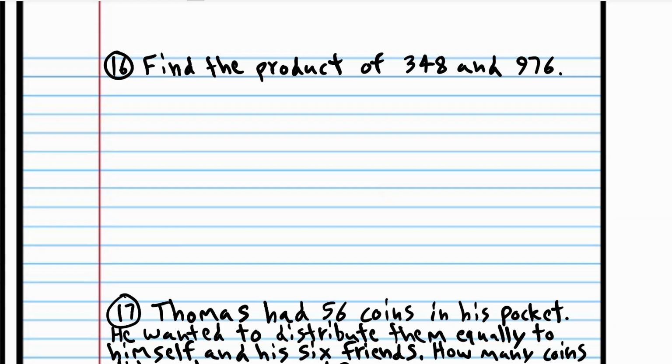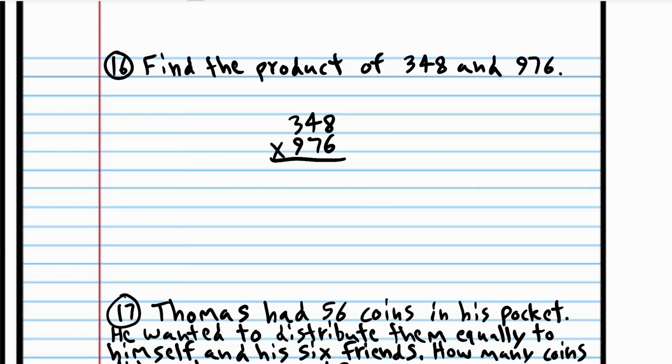All right, so multiplication, 348 times 976. Is it important to line the numbers up? Well, it just makes it easier, but you don't have to line them up for multiplication, remember. It's addition and subtraction that are the most important operations where you have to line up the numbers.